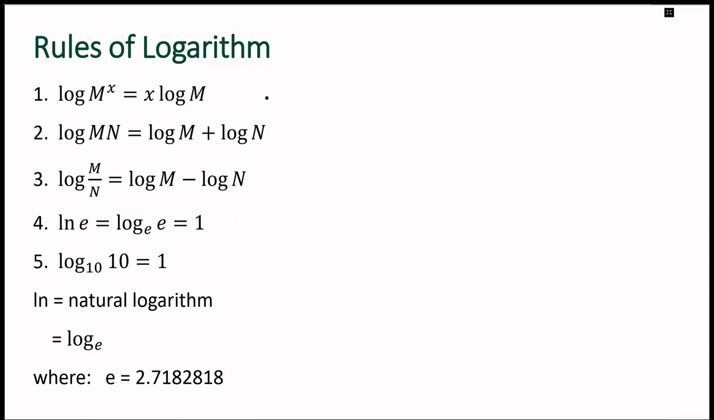So the first is the power rule. Log of m to the power of x is equal to x log m. So when you use this in algebra, the exponent becomes a coefficient. Notice, it becomes a coefficient. Okay?